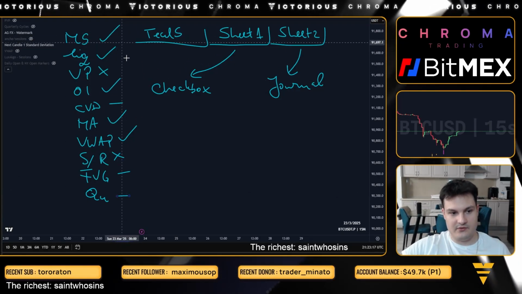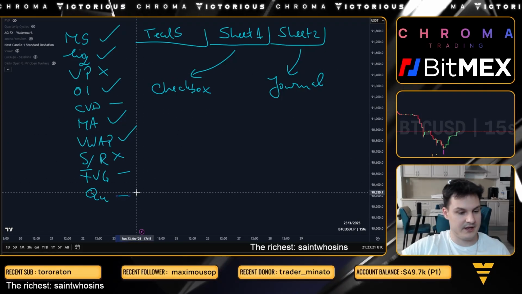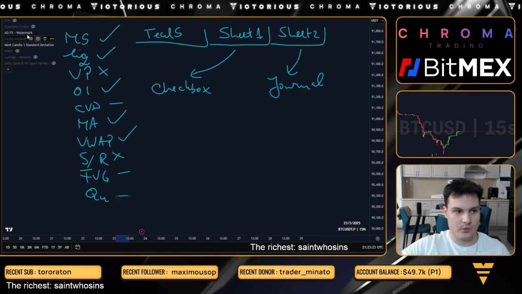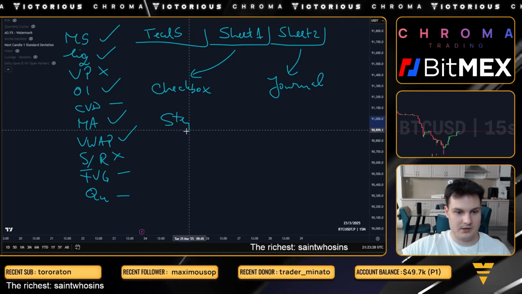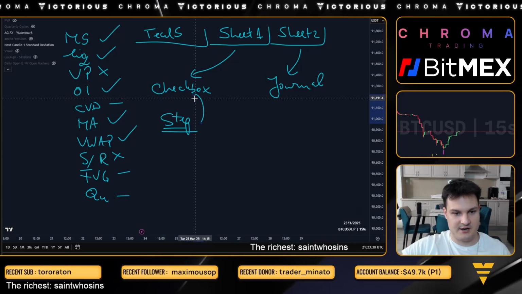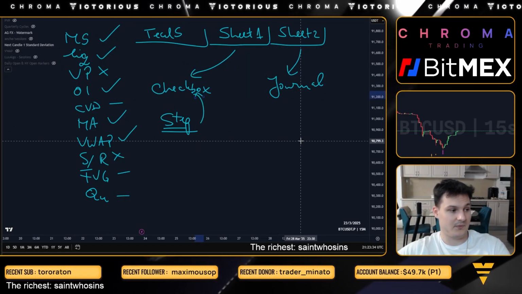And in this case, we have 5 components that tell us to long, 2 that tell us to short, and 3 that tell us nothing. So in this case, we will take a long, right? So this is the first step. Step number 1 is assess the checkbox that contains all the elements that you are currently testing, right?